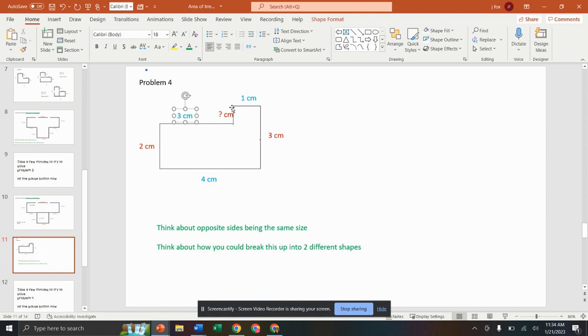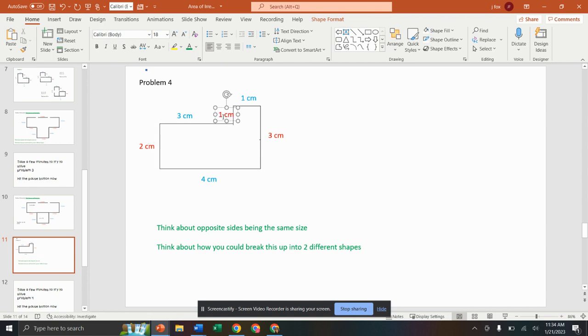3, right? Because 3 plus 1 is 4. So that would be my whole line. Then this whole side is unbroken. This is 3 centimeters. So that means my 2 reds have to equal 3. So if this side is 2, then this side has to be 1, because 2 plus 1 is 3.